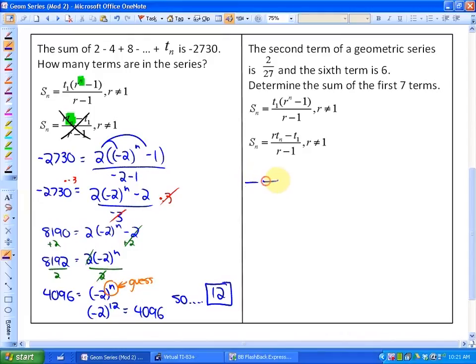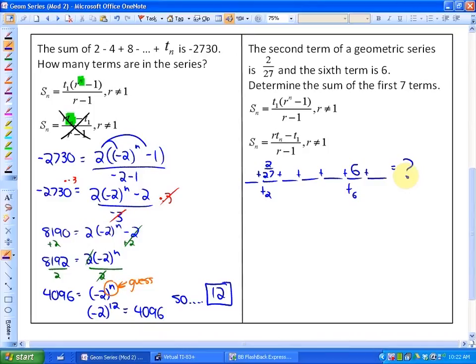So we've got a list of 1, 2, 3, 4, 5, 6, 7. We know that the second term, which is term 2, is equivalent to 2/27, and we also know that the sixth term, which is term 6 here, is equivalent to 6. And the question is, when I add all these up, what's the sum? In this particular case, we know the number of terms.